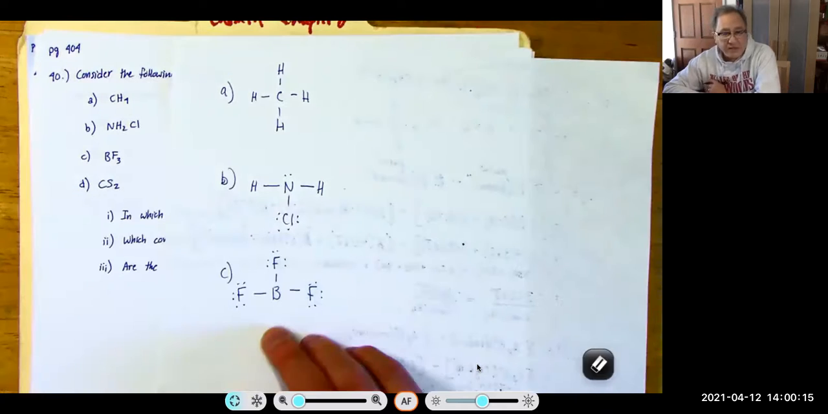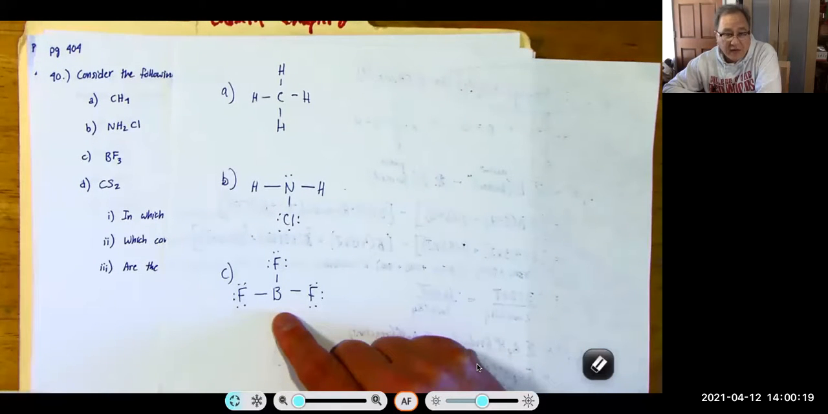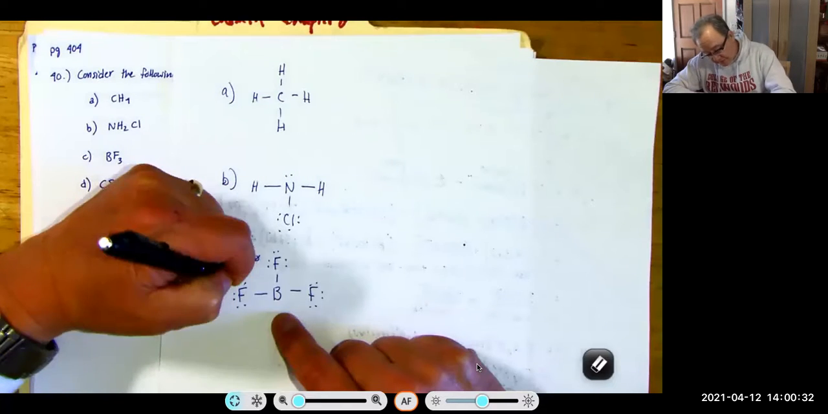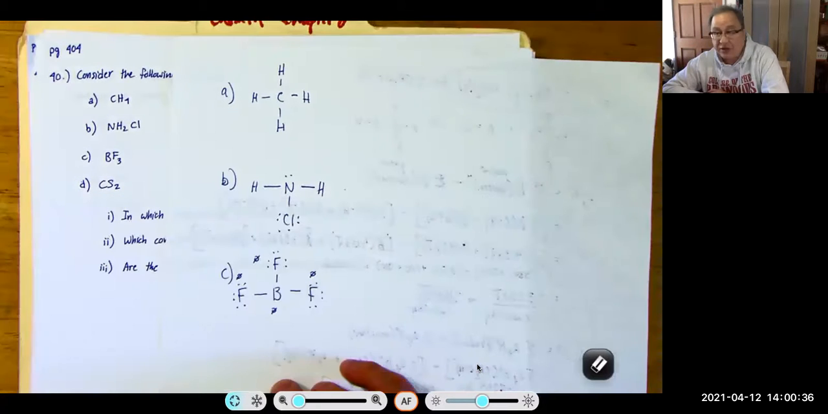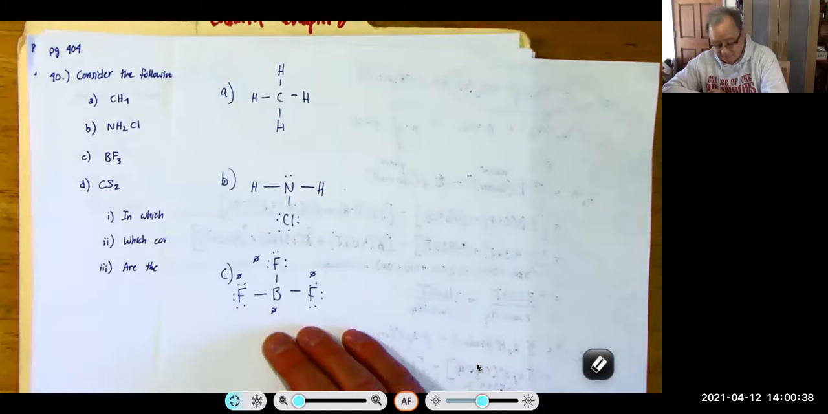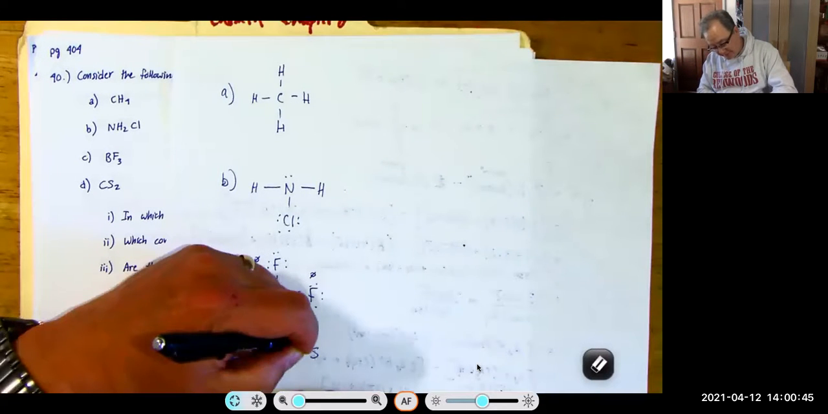Why don't we make a double bond to boron here with one of the fluorines so that boron would have an octet and 4 bonds? It prefers 3 bonds, because boron can make 3 bonds. Plus, if you look at the formal charges here, they end up being 0 everywhere. So this is the best structure. So D, this is carbon disulfide.